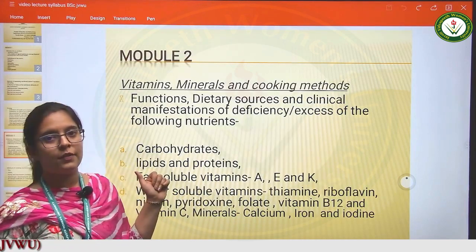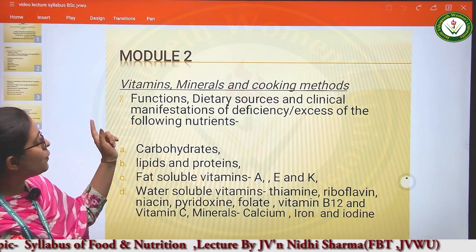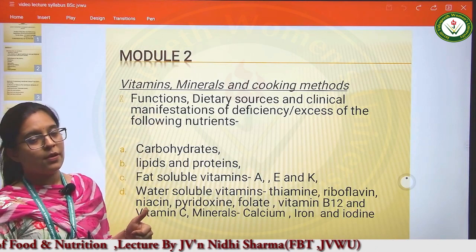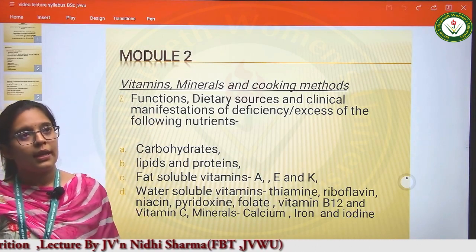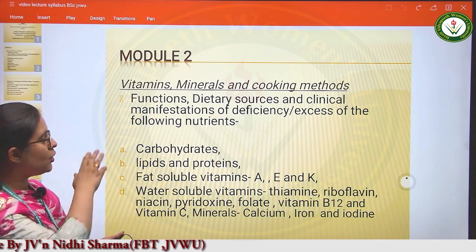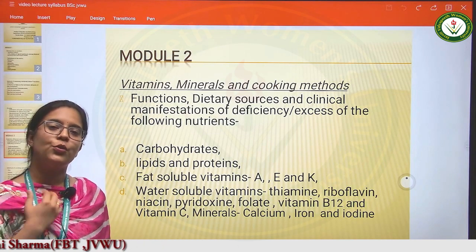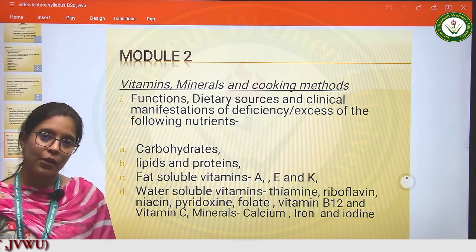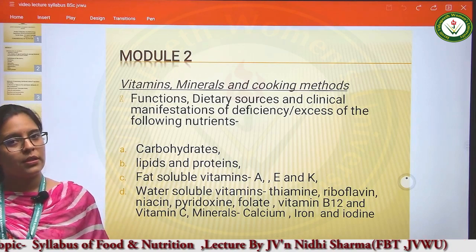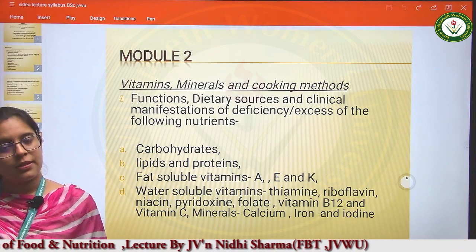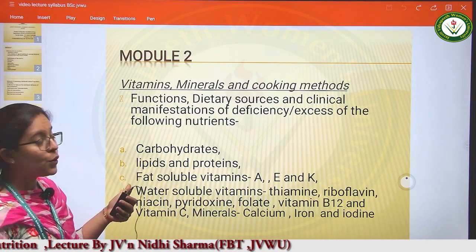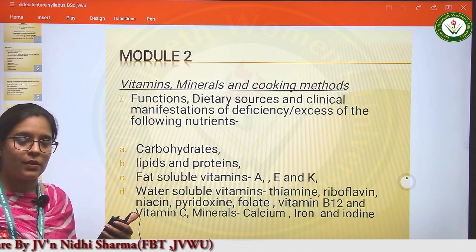Then we have the second unit in which we deal with vitamins, minerals and cooking methods. These are the nutrients, and along with the micronutrients we also study the macronutrients. Macronutrients include carbs, proteins and fats, and micronutrients include vitamins and minerals.